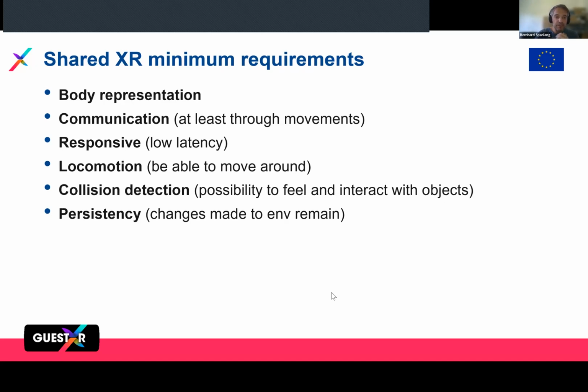In order to create a shared virtual environment, there are a couple of minimum requirements. You basically do need a body representation if you're in a virtual shared environment. That could just be a box. Then there should be some kind of communication, which as a minimum could be just that you can move that box that you're embodying, and there should be responsiveness. So there should be low latency, so that people can see their actions very immediately. They should be able to move around, and there should be some kind of collision detection so that they can interact with objects. And ideally there is persistency, so that their changes to the environment would remain, and when they come back, they would see those changes again.